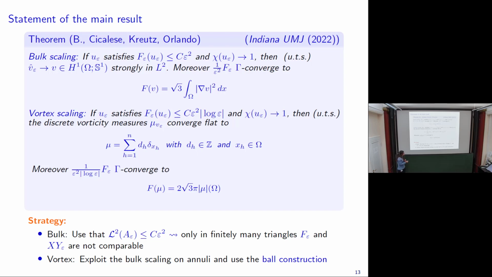If there are no questions so far, since I think I still have a bit of time, I will try to tell you something more about these discrete vorticity measures and how to circumvent this bad energy bound.